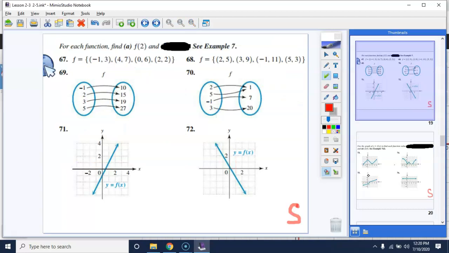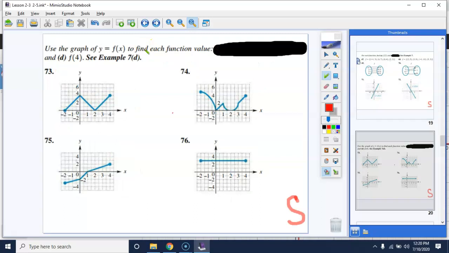So please pause the video and solve those questions. For each function, please find f(2). And also please try those based on each graph. Let's find f(4). Let me just show you one. In this case, f(4) means f of 4, so x should be 4. x = 4 is here. It goes to another 4. So my answer should be equal to 4. And please solve those.